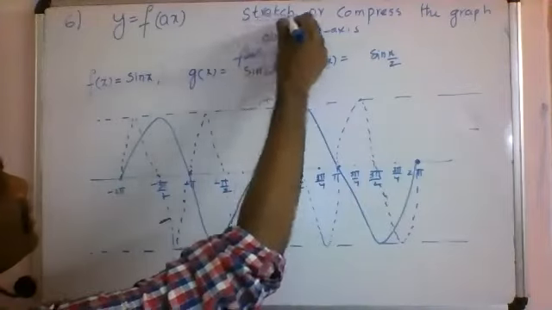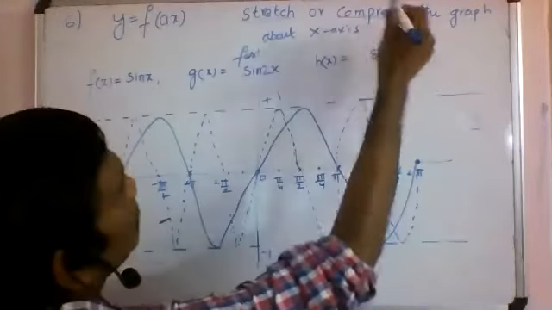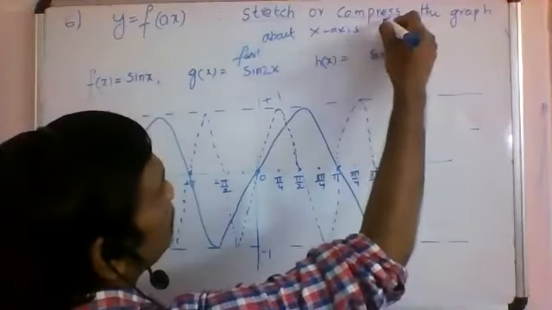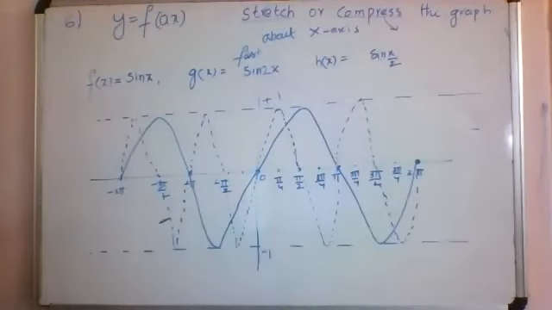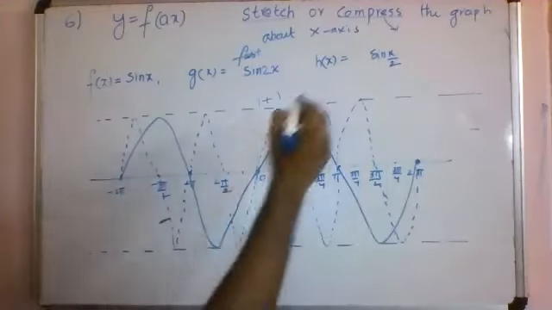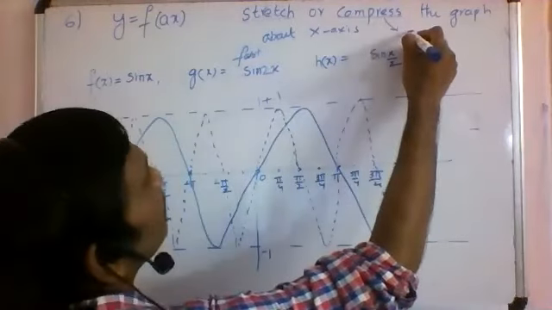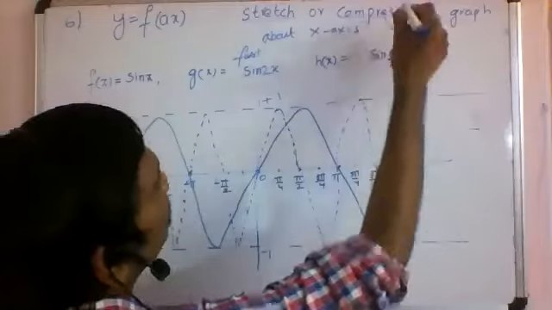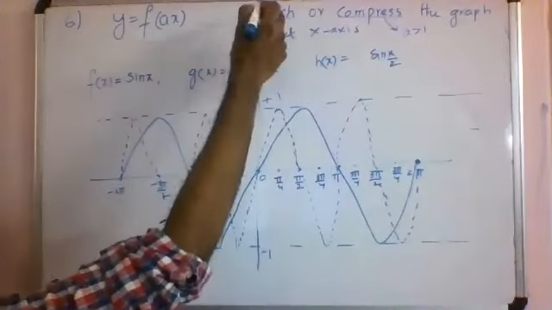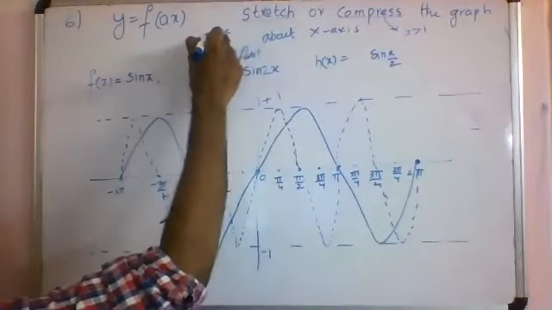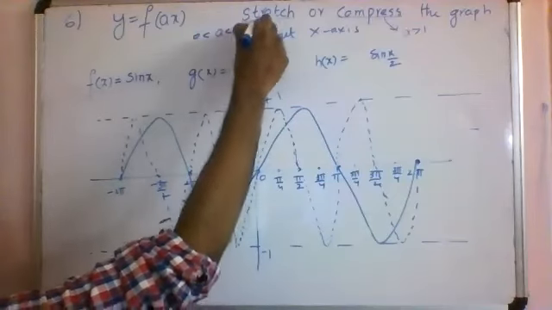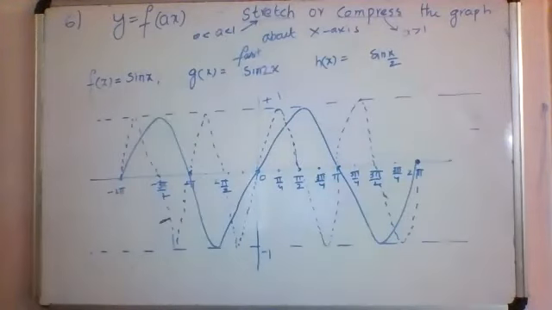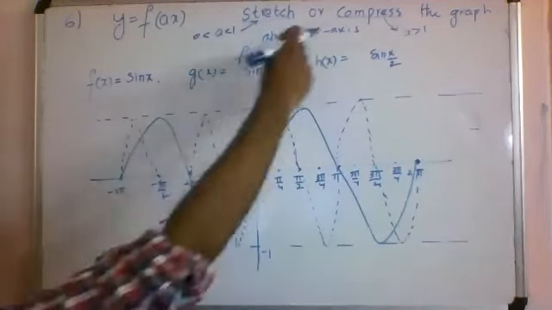So stretch and compress become opposite when you compare with the previous graph. Here compression took place now. So here when your a value is greater than 1, compression takes place, and when a value lies between 0 and 1, stretch takes place with respect to x-axis. Here you observe that.